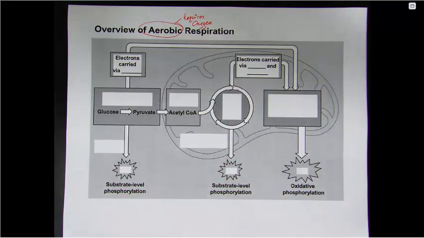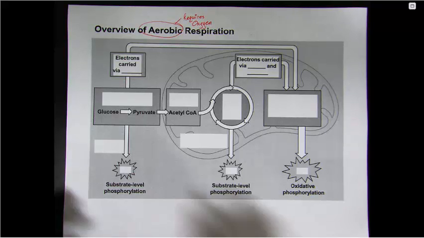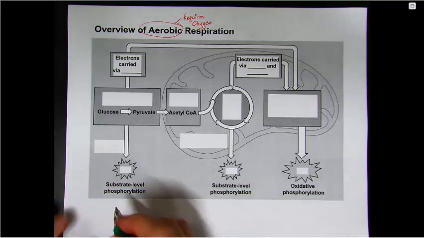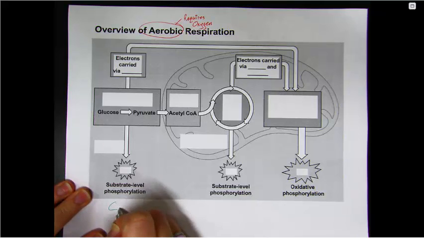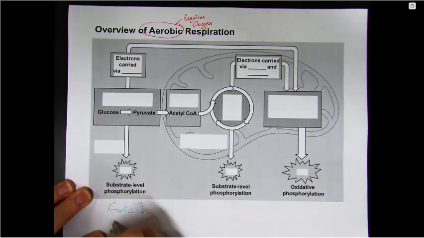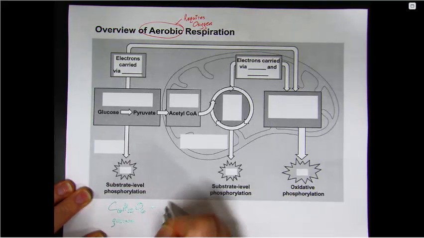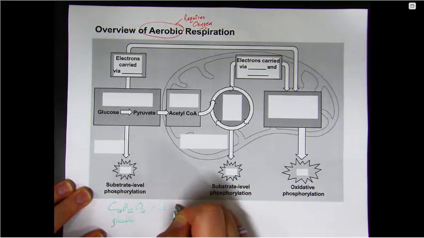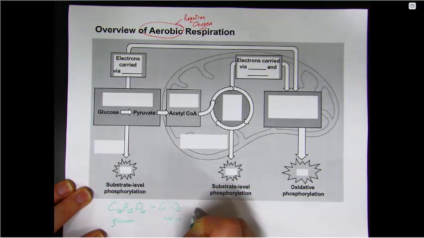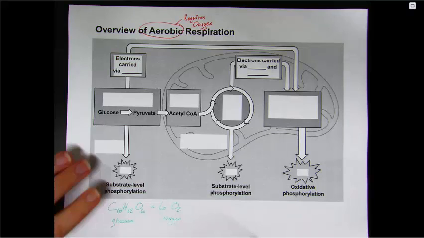And this overall process of cellular respiration follows the equation of one molecule of glucose, which we represent as C6H12O6, and that's our glucose, plus 6 molecules of oxygen, or O2. Those are our inputs to this overall reaction.